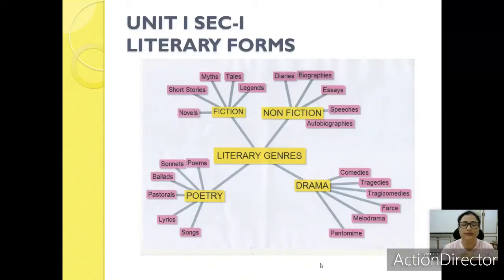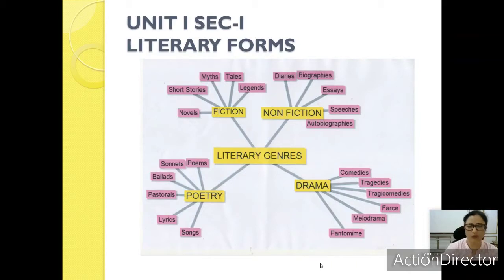We have done the first topic as far as the creative writing course is concerned, that is SCC 1. We did media review, sorry. And now let's move ahead and begin with the first unit, that is literary forms.